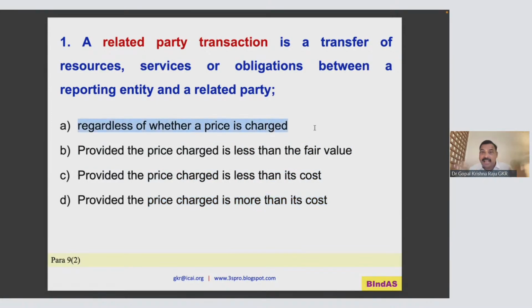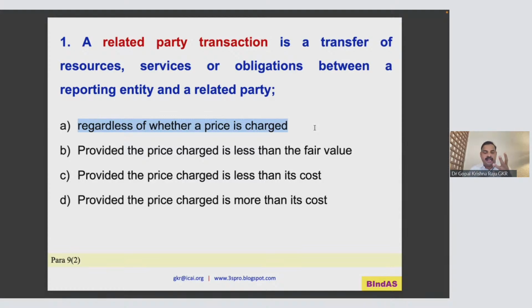Whether price is charged or not, whatever the price is next. Okay, fair value and all next. But you have to disclose that it is a related party. Identification of the transaction first, measurement of the transaction next, disclosure. See, in the entire Indian accounting standards, IMRD will come.